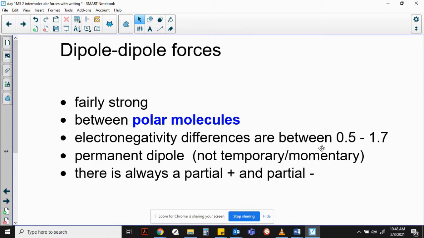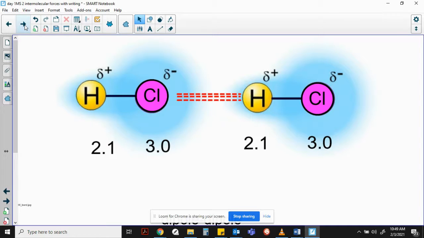And so that electronegativity difference of 0.5 to 1.7 with our polar bonds, our polar covalent bonds. There's going to be a permanent dipole. So it's not temporary, not momentary. It's not being influenced by something that's bringing close together, but it's always got those partial charges.